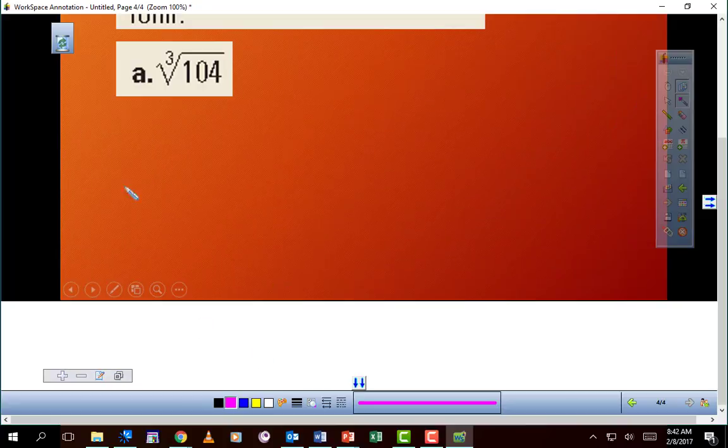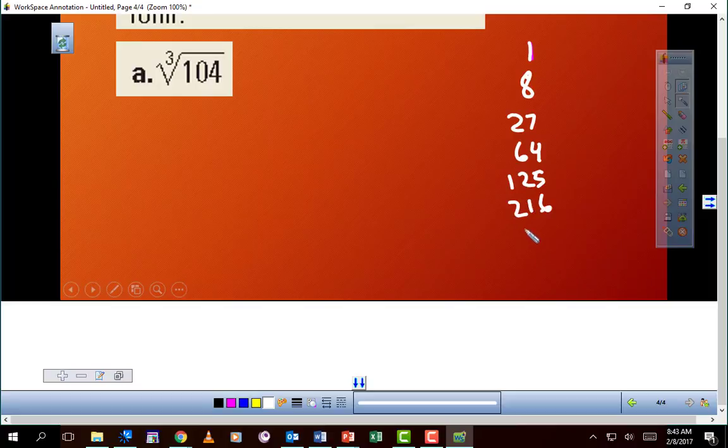Once again, I don't notice any perfect cubes. The perfect cubes would be like 1. I'm going to switch colors. 1. What's the next one? 8. The next one? 27. The next one? 64. 125. Yeah, we're doing cube numbers here. 216. And 343.